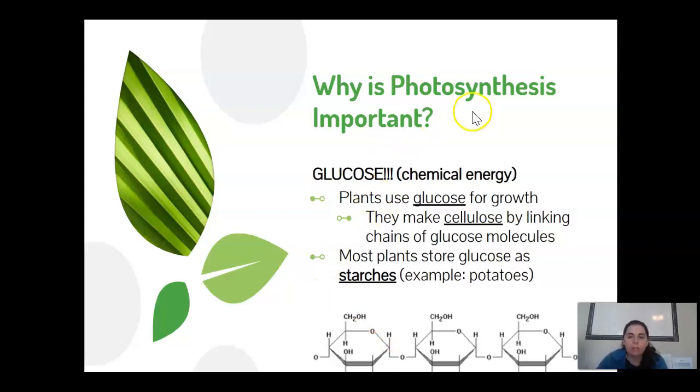And last we have, why is photosynthesis important? That is because plants use glucose for energy and growth. They string together chains of glucose molecules to make cellulose, which is what the plants use to grow. Most plants store glucose as starches. Potatoes, for instance, are very starchy. They have a lot of glucose. And that is really the most important thing, is that we get glucose out of photosynthesis.